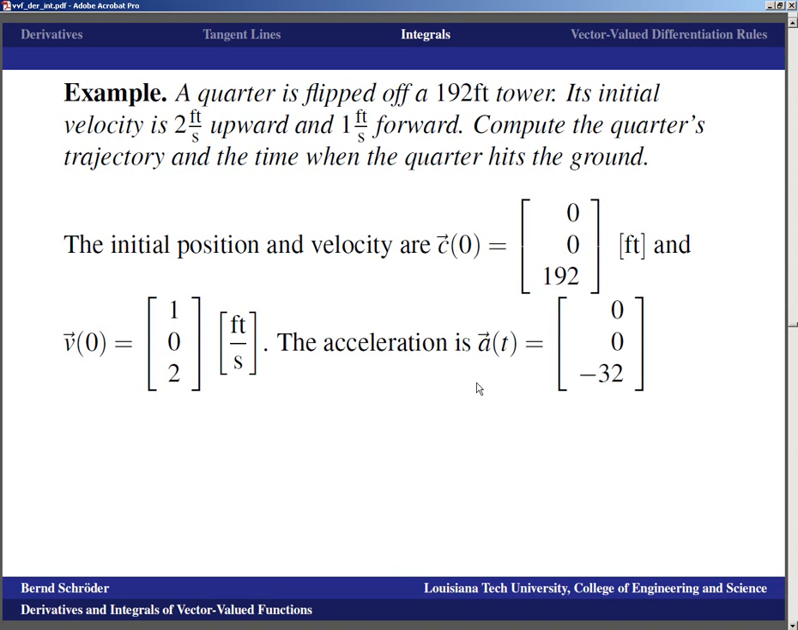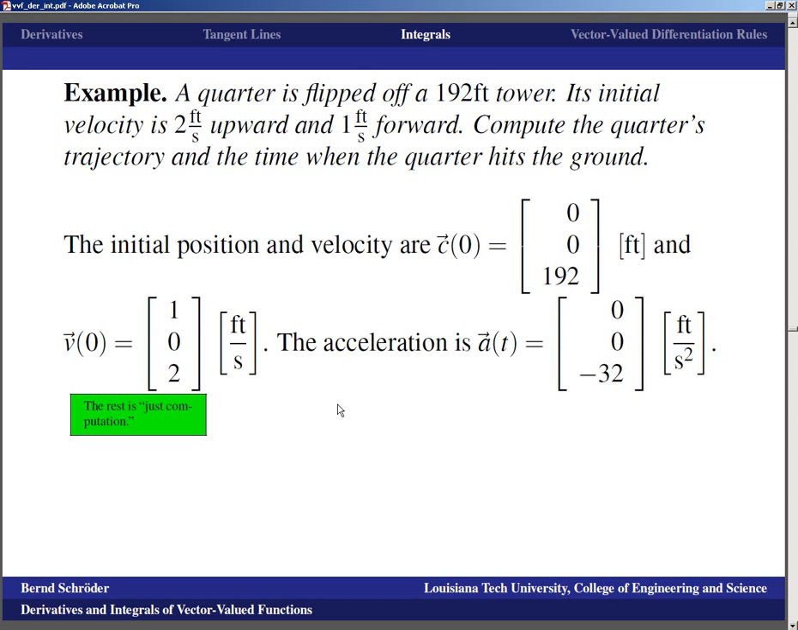And the acceleration, well, that's something that we look up in a physics text. The acceleration is 32 feet per second squared down. And so as a vector, it's 0, 0, negative 32. And the rest is just computation, right?